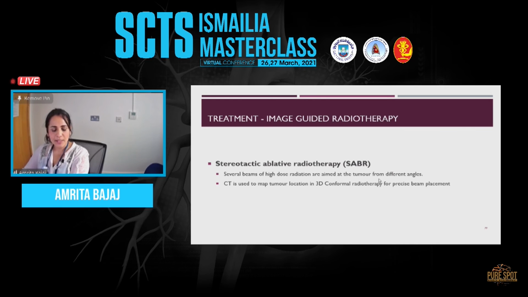So SABR is something that is done by clinical oncologists in our trust, but I trained in India where radiotherapy was incorporated very much as part of radiology, and hence I put it here. The only difference with the previous slide that I showed you about microwave ablation is that you use several beams of high-dose radiation, which are aimed at the tumor from different angles. And the bottom line is you basically use a CT to map the tumor location.